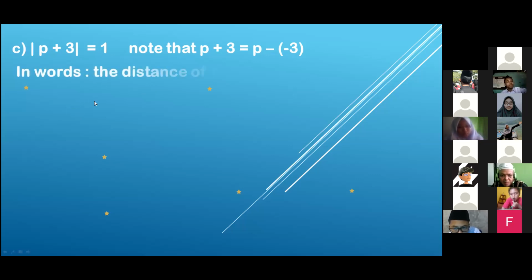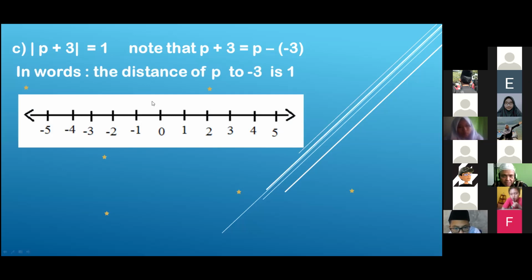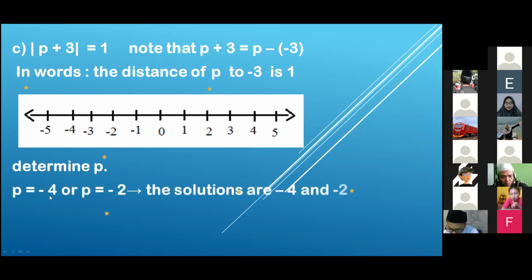Take a look at this number line below. Find negative 3. This is negative 3. Can you tell me the real number 1 unit away from negative 3? Negative 4 and negative 2. Correct. Very good. So negative 4 and negative 2 are the solutions to this equation.